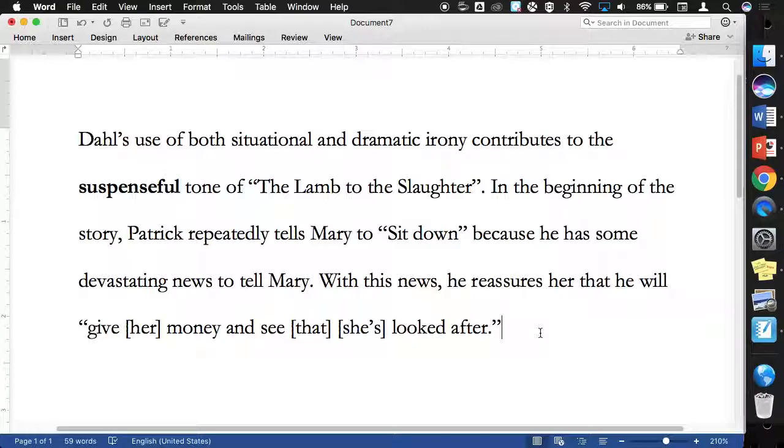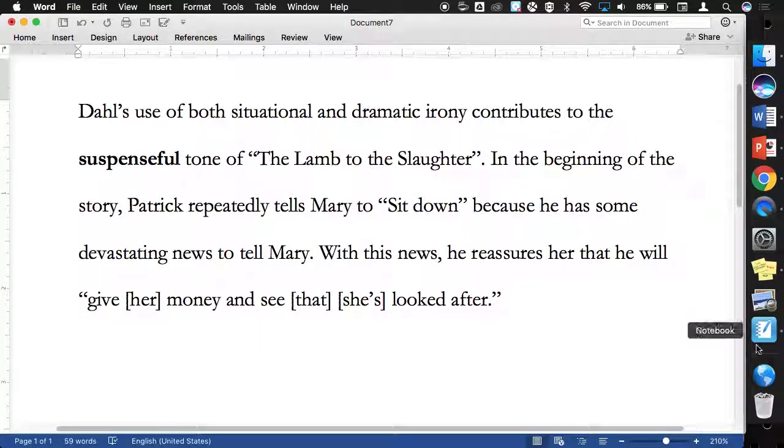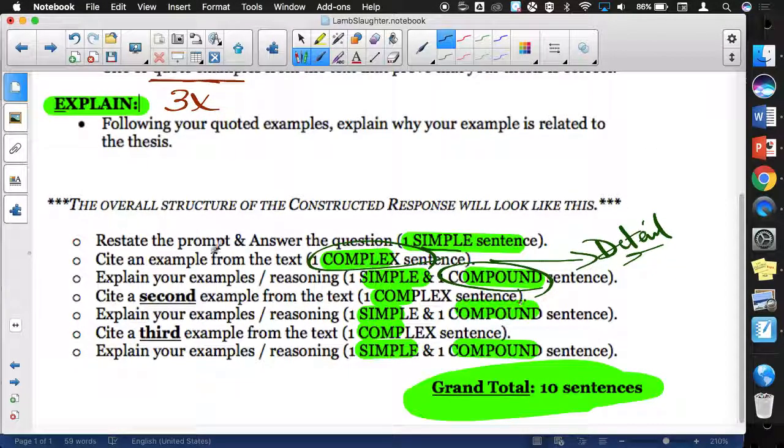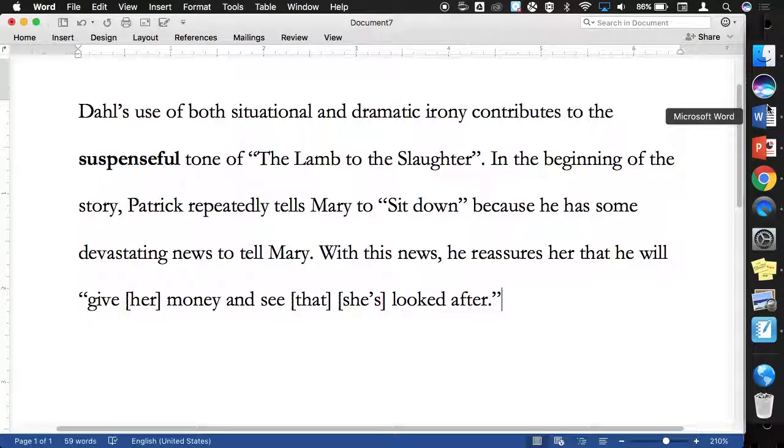All right? Now, the part that gets to be trickiest when it comes to writing any of these responses is going to be in the next two sentences. I have to explain my example. I pretty much have to explain two things now about this example. What's one of the things that I have to explain? I have to explain why it's suspenseful or why it contributes to the suspense. And I also need to explain why it is situational or dramatic. Zach, which one's this? This is situational. All right, why is it situational?